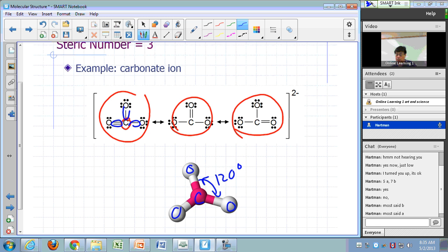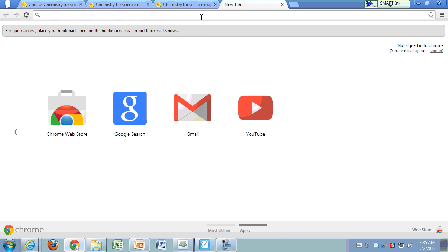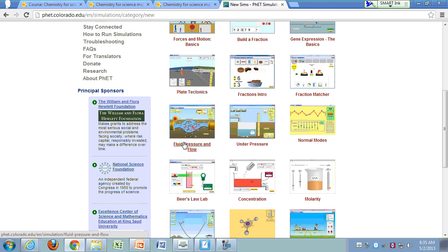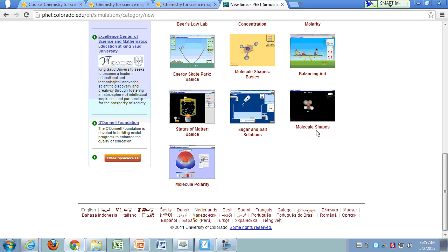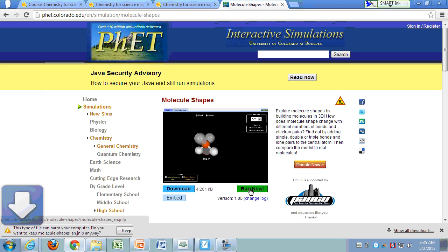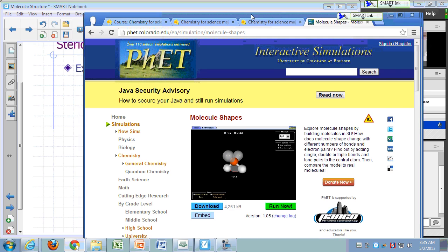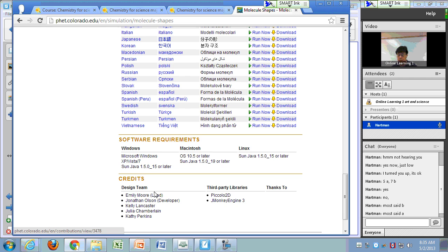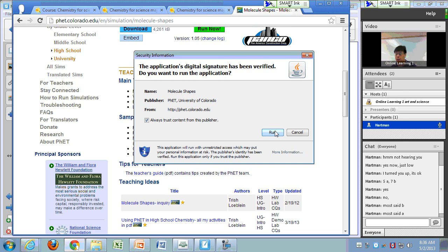Let me show you a website where you might be able to get a better visualization of this. You just go to phet.colorado.edu and do a search for molecular shapes right here. You run that Java applet. Where is it? What happened to it? Oh, okay, there's a warning.